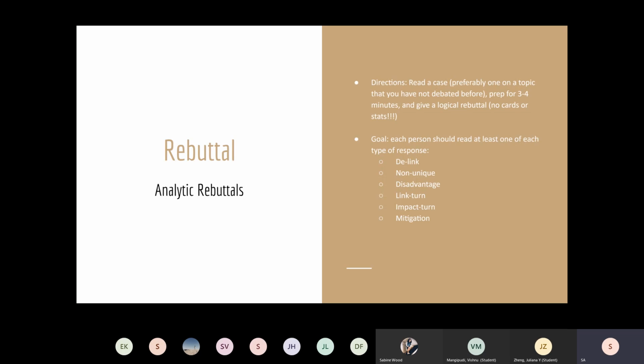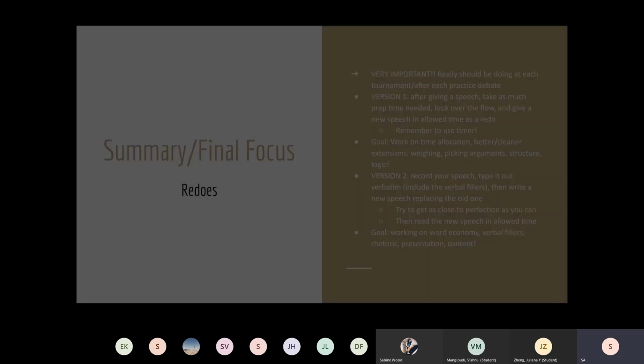The goal is to have each person read at least one of each type of response: a D-link, a non-unique, a disadvantage link turn, impact turn, or mitigation. Type in the chat or just open your mic if you don't understand any of the argument types I just mentioned. Okay, I'm going to move on. Meanwhile, you can type in chat.